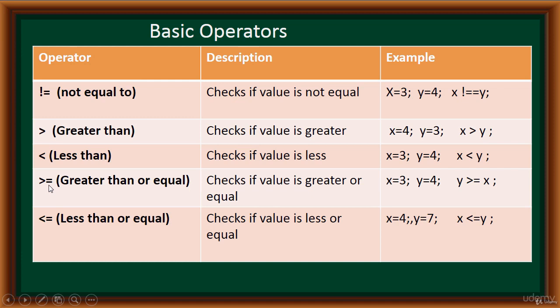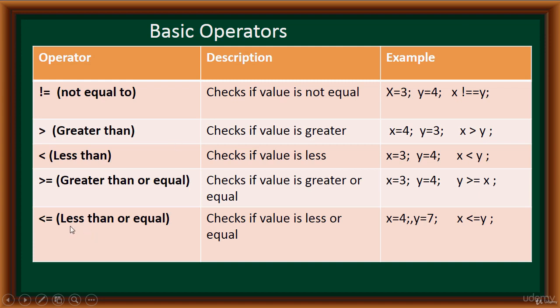This is an operator sign that says greater than or equal to. You use this to check if a value is greater than or equal to another value. So I've got a variable x equals 3 and a variable y equals 4. If I want to check if y is greater than or equal to x, this is how I would specify it: y, then the greater than sign, and then equals x.